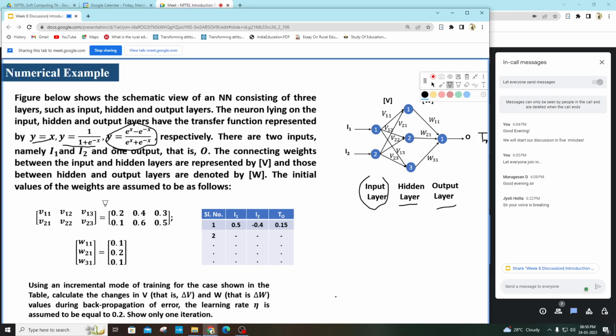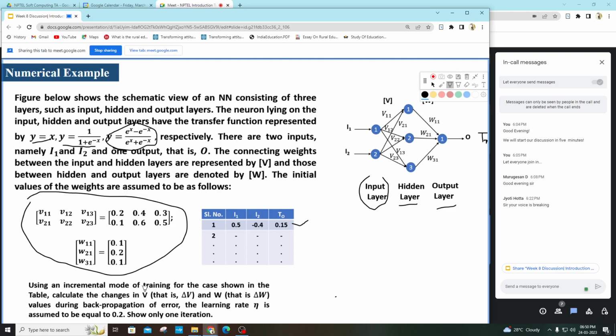Now the weights are also given. V11, V12, V13 are 0.2, 0.4, 0.3. Similarly V21, V22, V23 are given, and W11, W21, W31 are given. So two inputs are given, the target output is given, and the weights are given. Now what do we have to do?